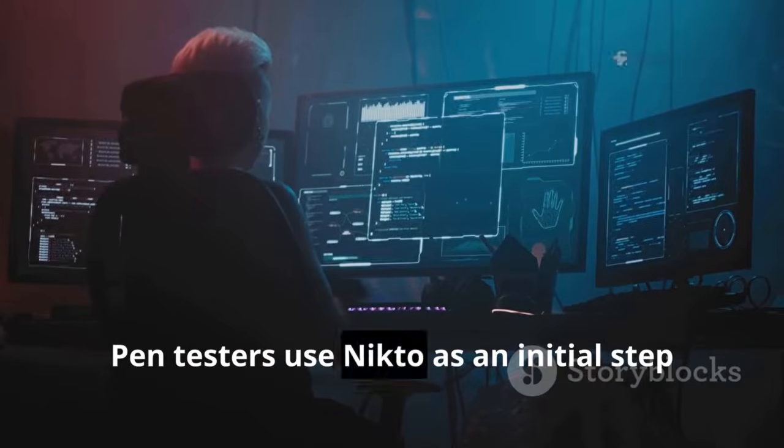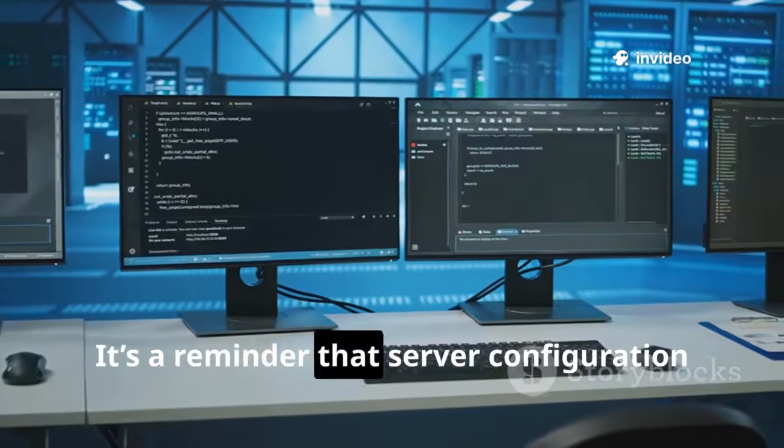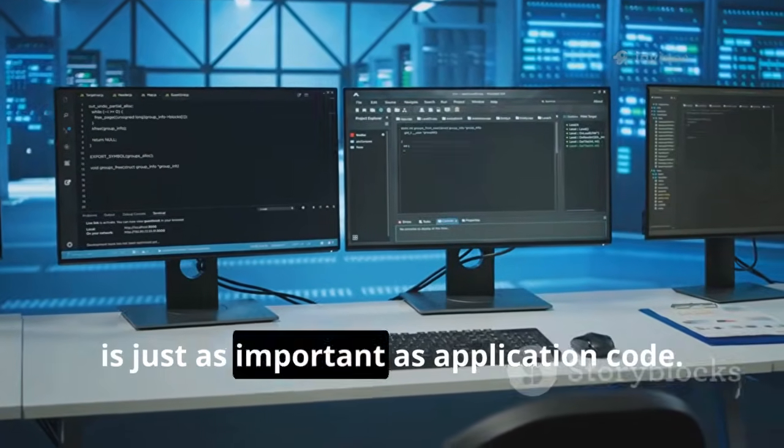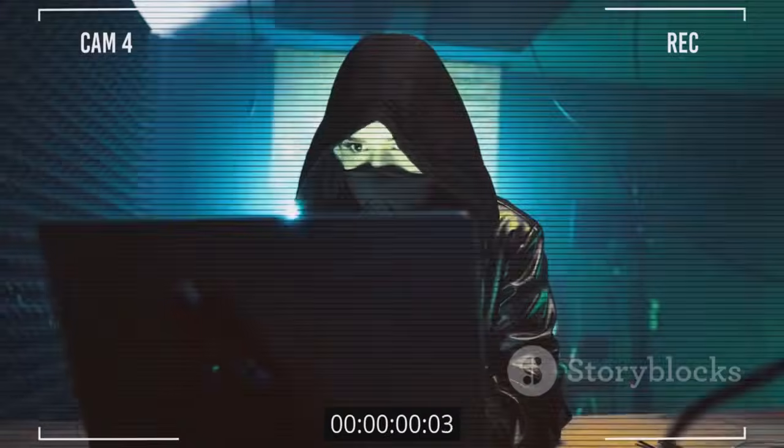Pen testers use Nikto as an initial step to spot obvious problems fast. It's a reminder that server configuration is just as important as application code. Don't leave low-hanging fruit for attackers.